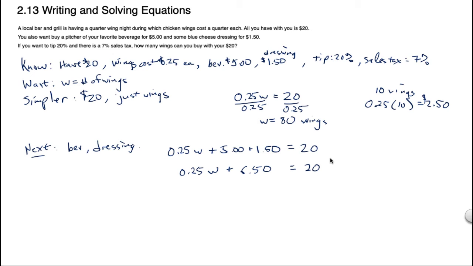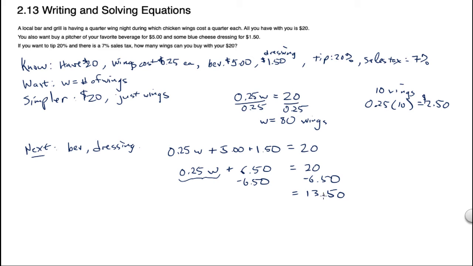Now we can solve this. I simplified the left side just to combine those like terms of $5 and $1.50. Now I can solve, doing the same operation to both sides. Get the term with the variable by itself first. So let's get rid of the 6.50, because if we get the term with the W by itself, then we can divide by the 0.25 just like we did in the previous equation. So let's subtract 6.50, and that is going to be 13.50, right? 13.50. If I did that right.